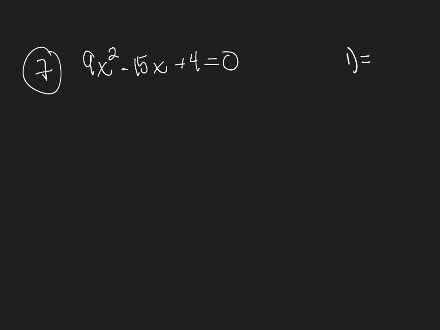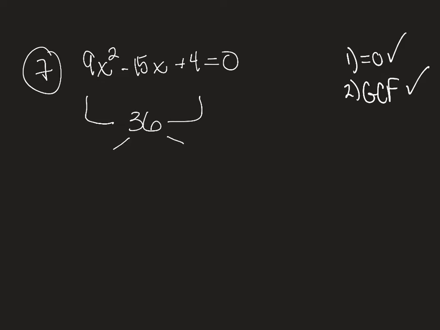Number 1, does it equal 0? Yep, we're good. Number 2, GCF other than 1? Nope, we're good. So now we're going to do our A times our C, our 9 times our 4, which makes a positive 36. So let's list all the things that make 36. 1 and 36. 2 and 18. 3 and 12.